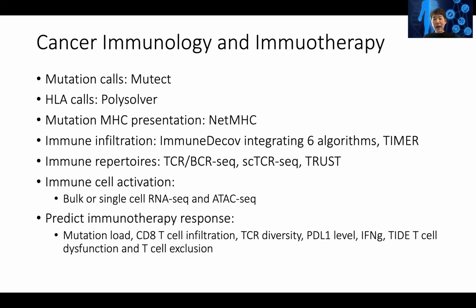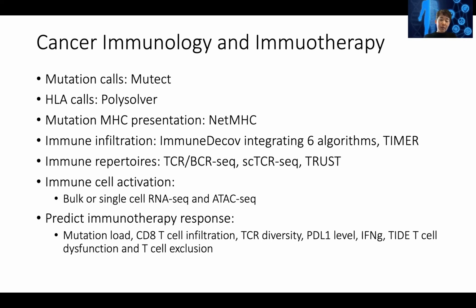Depending on the HLA types of different individuals, different mutations will be presented on the cell surface. And so algorithms such as Polysolver can call the HLA type. And based on the HLA type and the mutations, algorithms such as NetMHC can predict which mutations will be presented by that HLA type to be presented on the cell surface.